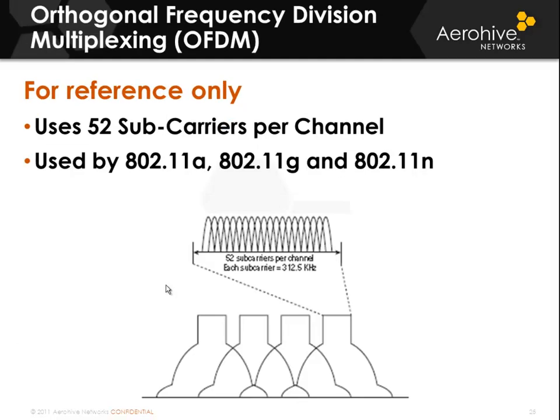Orthogonal frequency division multiplexing, or OFDM, uses 52 subcarriers per channel and is used by 802.11a, 802.11g, and 802.11n. And you will find it using 802.11n in both the 2.4 and 5 gigahertz bands, whereas A is just 5 gigahertz and G is just 2.4.